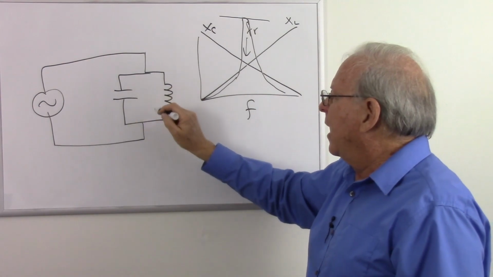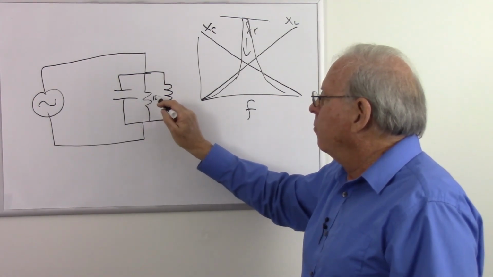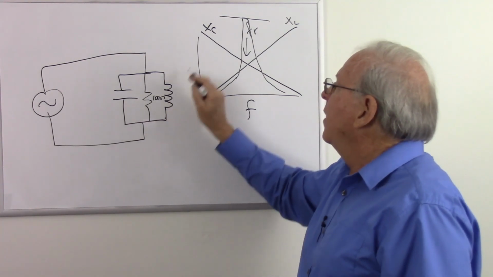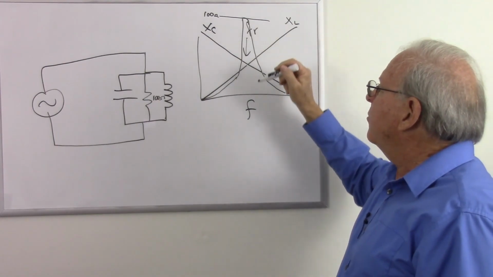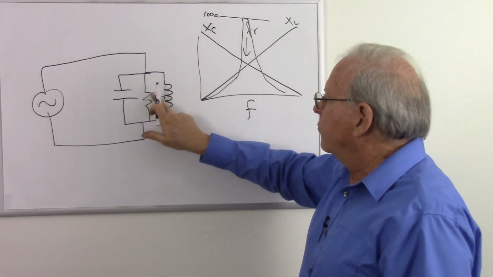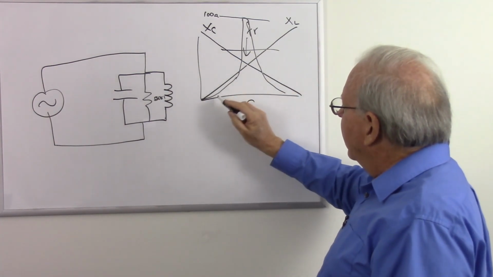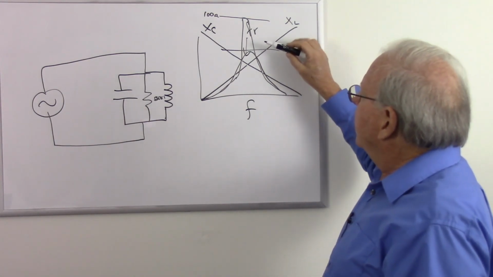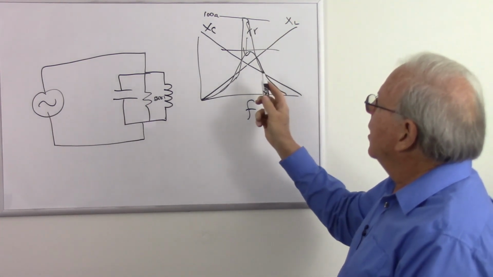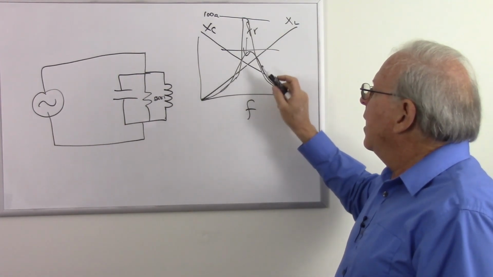So if this has, I'll just draw it in parallel here, if that has 100 ohms of resistance, that's going to be our maximum impedance. And if that resistance goes down, that's going to bring that line down, and our impedance will max out at that line. The more resistance we have, the sharper the peak. The less resistance we have, the lower the peak.